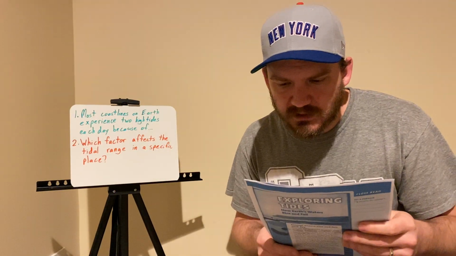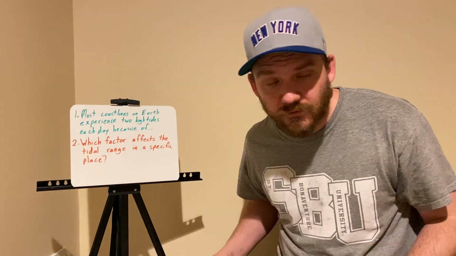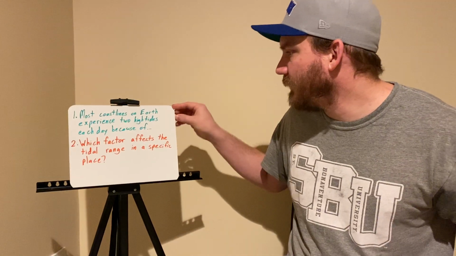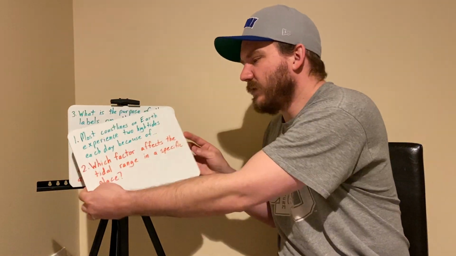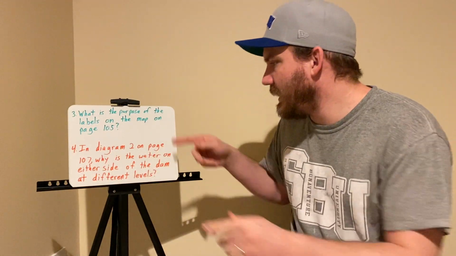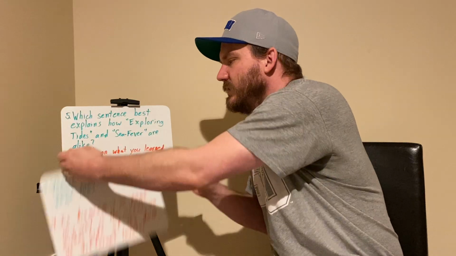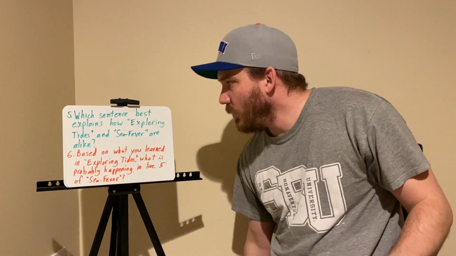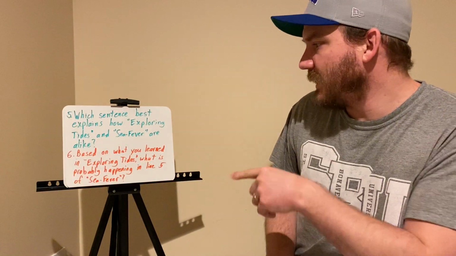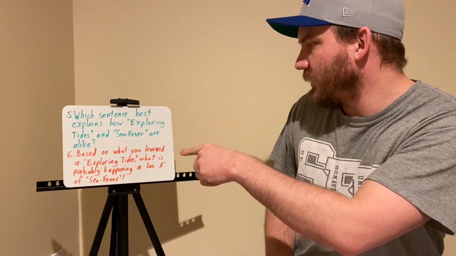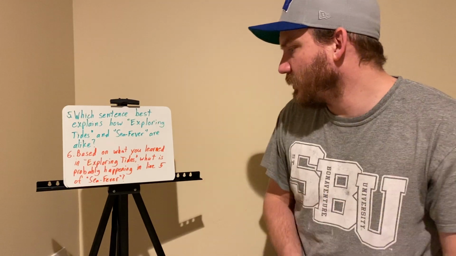5. Which sentence best explains how exploring the tides and sea fever are alike? Oh, I forgot to change this. So, which factor affects tidal range in a specific place? Did that. Talked about 3 and 4 with our text features. Now we're going to go on to 5 and 6. Which sentence best explains how exploring the tides and sea fever are alike, and then based on what you learned, what is probably happening in line 5.